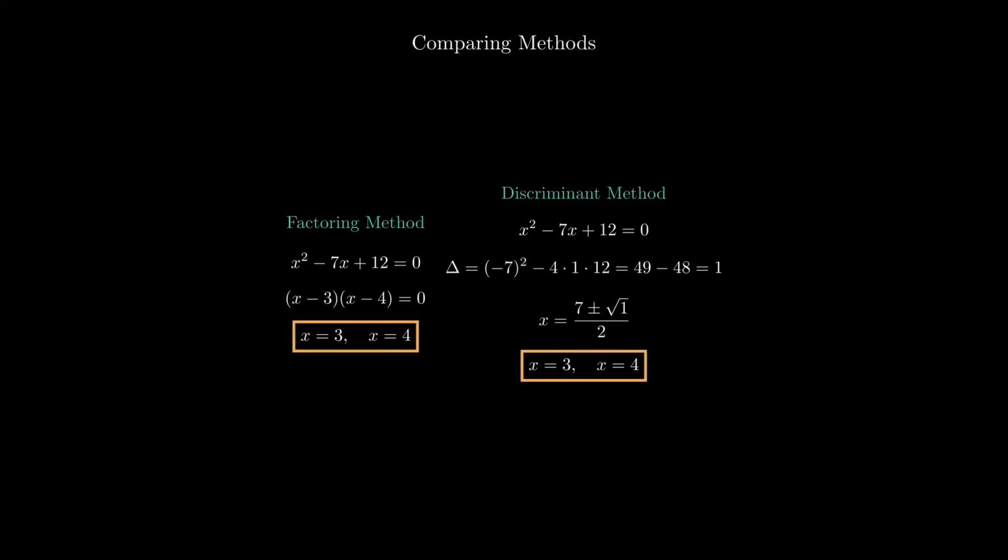Notice how both methods yield the same solutions, as highlighted here. Both methods yield the same result. To summarize, both the factoring and discriminant methods confirm that the solutions are x = 3 and x = 4. Now that we've worked through the solution methods in detail, let's consolidate our understanding with a brief summary.